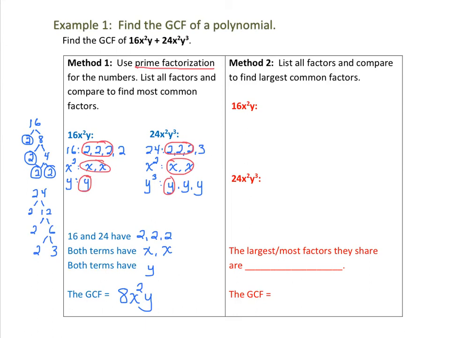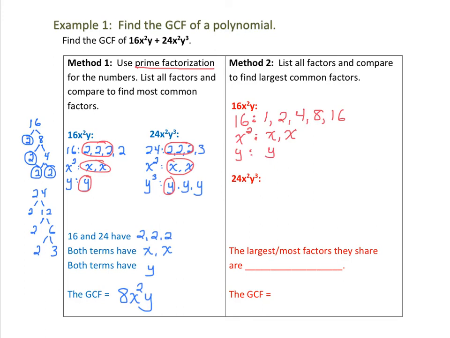We can find this greatest common factor using method 2 as well. Method 2 is to list all the common factors and then identify the largest one. So for 16 x squared y, we want to list out all the factors of those parts. So 16 has factors of 1, 2, 4, and because 4 times 4 equals 16, we just list 4 once. Then we have 8 and 16. For x squared, we have x times x, so 2 x's. And for y, we just have 1 y.